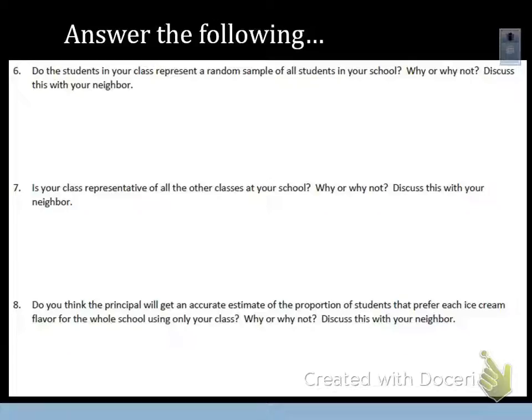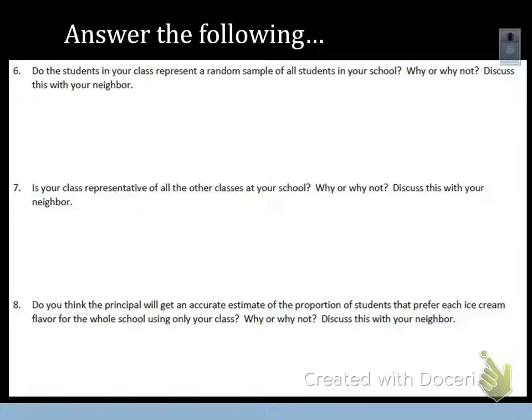All right, so it says here, do the students in your class represent a random sample of all students in your school? Why or why not? Discuss this with your neighbor. Okay, well, if you think about the class that was asked for this ice cream question, or even if it was our class that was asked, it would not be a random sample unless it said that the students were selected randomly. So it would be a sample of students, but not a random sample.